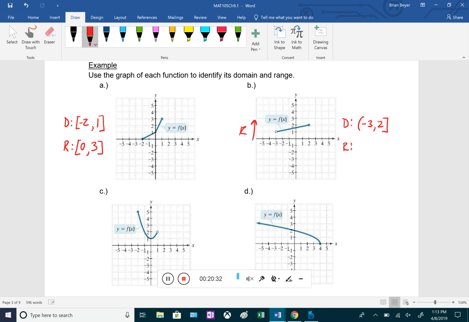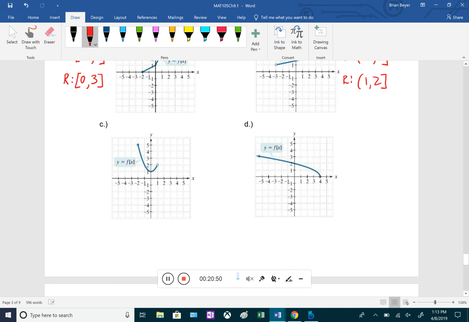It starts existing right here at 1, and then it goes up to 2 right up here. So that's going to be from 1 to 2, where we are not including the 1 because it was an open circle.